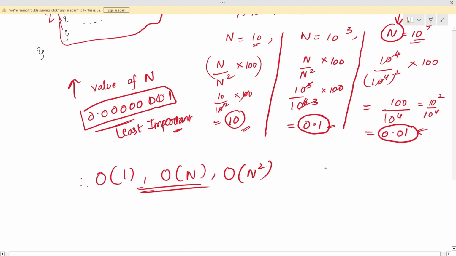So in our next sessions, we'll take some bigger examples and find out the time complexities for those examples, and we will also discuss these notations, big O notation, omega notation, like this. We'll also see about them.